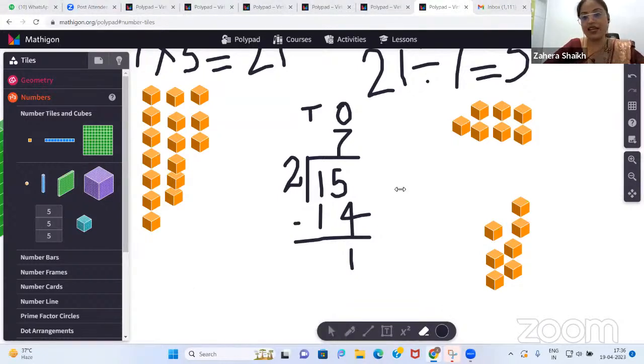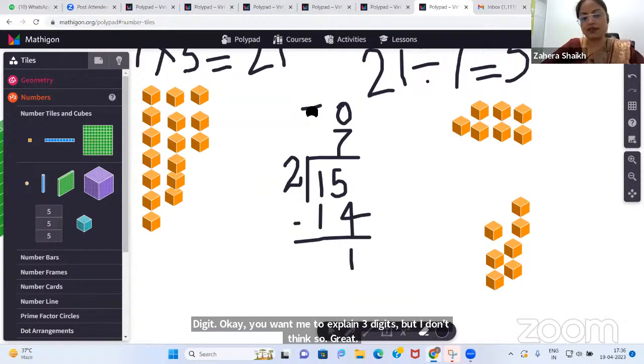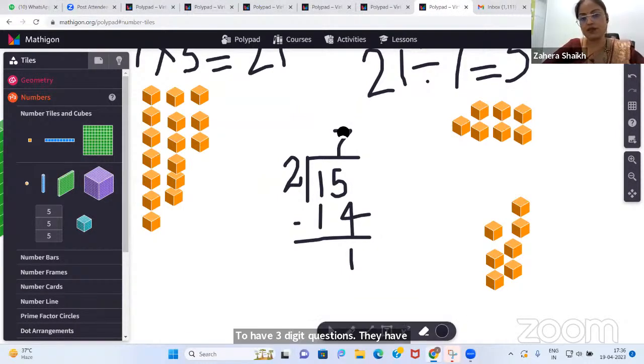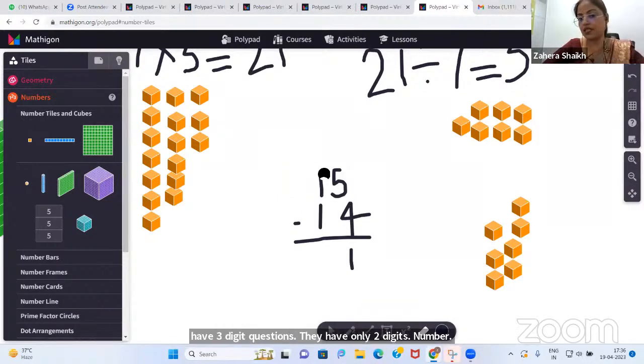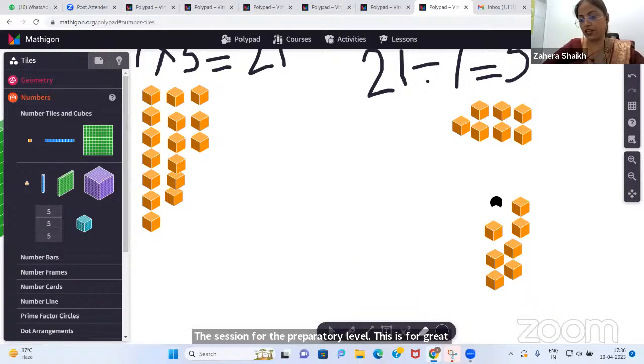Three digit, okay? You want me to explain 3 digit, but I don't think Grade 2 has 3 digit questions. They have only 2 digit numbers. Never mind. Can we take it tomorrow? 3 digit numbers, multi-digit numbers, because tomorrow we are also going to have the session for the preparatory level. This is for the foundational level, like from K to 2. So we can discuss that in tomorrow's session. Apart from that, any other thing you want me to share?